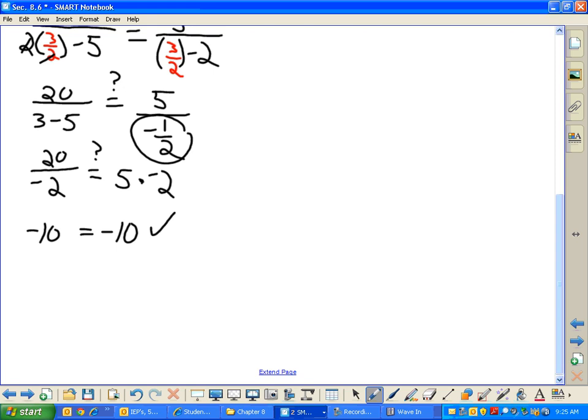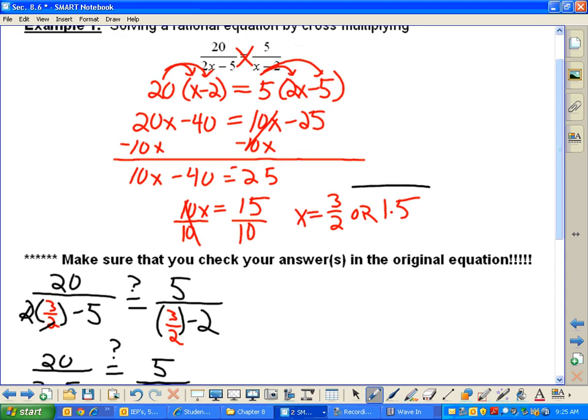X equals 3 over 2, or 1.5, is actually the correct solution. So you can go back now and circle that up as your final answer. Questions about that?